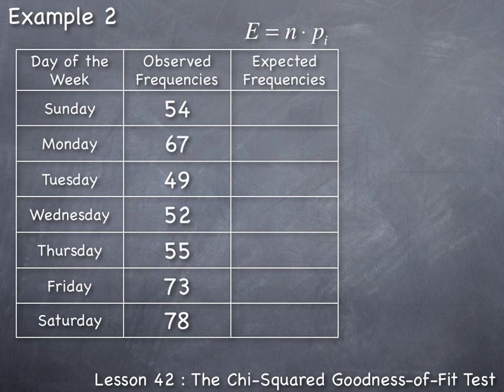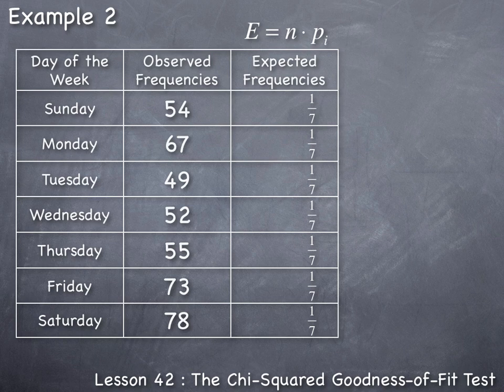Here, the idea is that the number of pizzas sold each day of the week is the same. Thus, 1/7 of the pizzas sold for the entire week should be sold individually on each day of the week. So here, the expected proportion is 1/7 for each day of the week. We multiply this proportion of 1/7 times n, the total sample size, or total number of pizzas sold that week. We find n by adding or summing up all the observed frequencies.